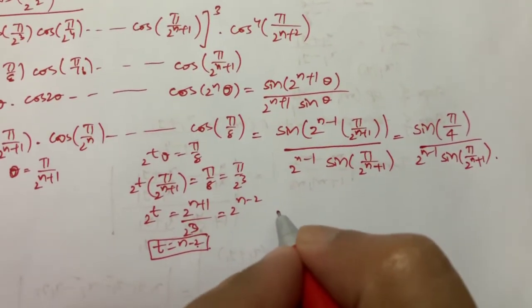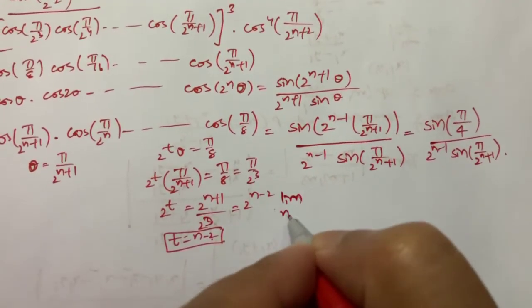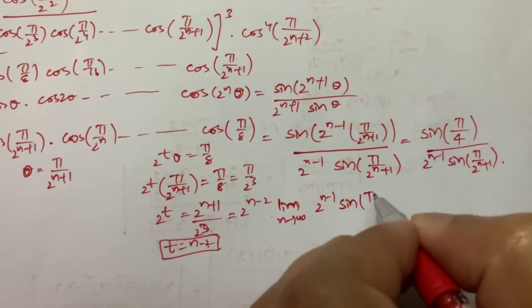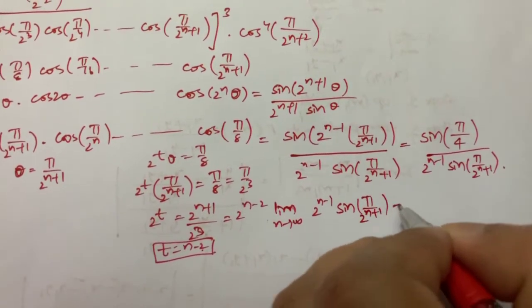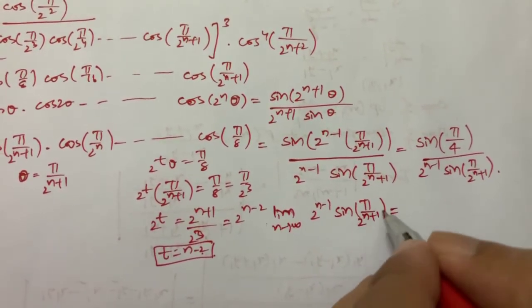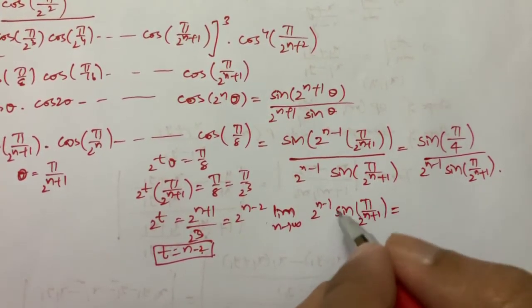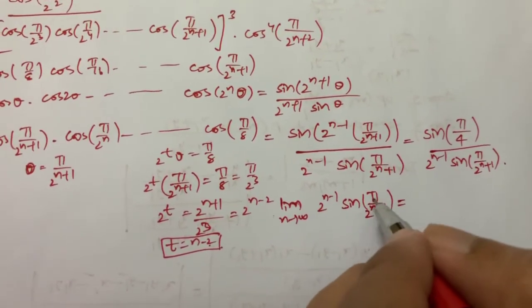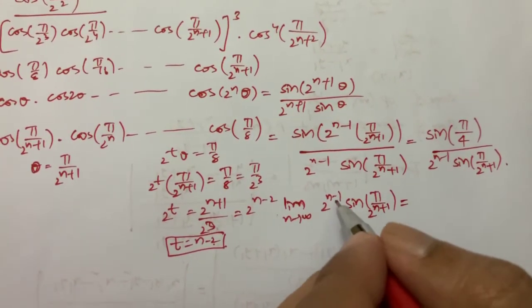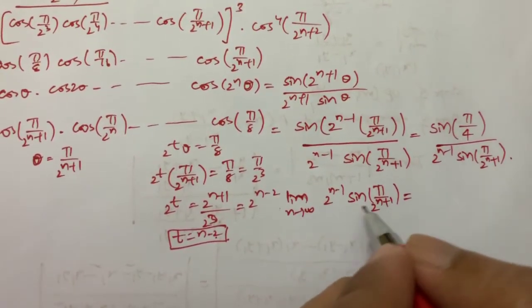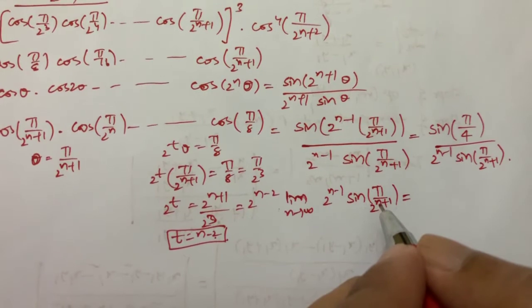So, first we will evaluate the limit as n tends to infinity of 2 power n minus 1 sin pi by 2 power n plus 1. As n tends to infinity, 2 power n plus 1 also tends to infinity. So, sin pi by 2 power n plus 1 tends to sine of 0. So, this is 0. So, 2 power n minus 1 will tend to infinity, infinity into 0 form. So, it is an indeterminate form. So, we will make it a determinate form.